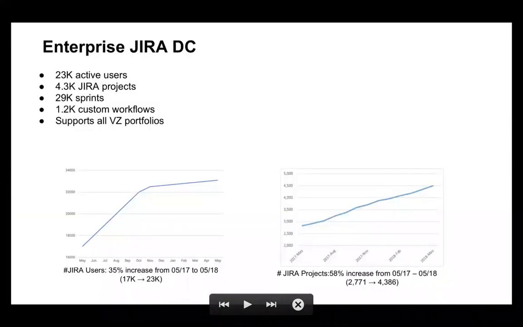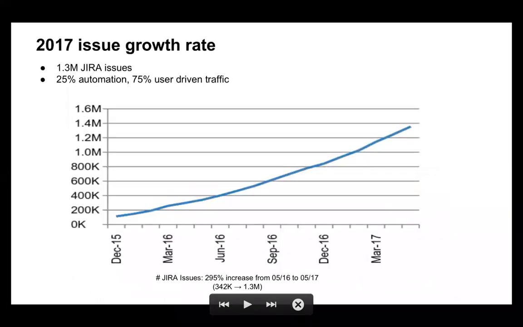Just some background on where we are right now. We are probably one of the largest Jira instances in the world. We have about 23,000 users, 1,300 customized fields, and 2.4 million issues in our Data Center instance. As you can see, our growth rate in terms of users as well as number of projects is basically up and up.